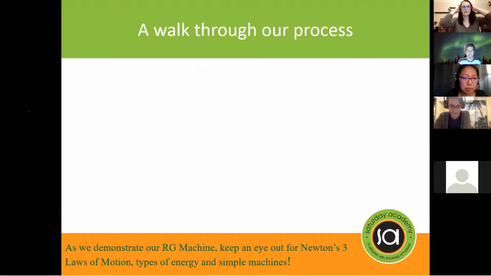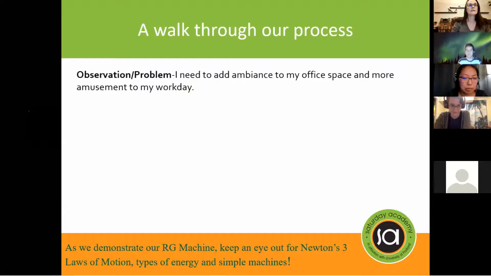All right, so I'm going to walk you through the process that Kenzie and I took on our Rube Goldberg journey. So we started with our observation or our problem, and that is I need to add ambiance to my office space and more amusement to my workday. Like I said, I've been working from this office in this chair for the past 8 months, and sometimes this room gets a little static. So we want to add some fun to it.